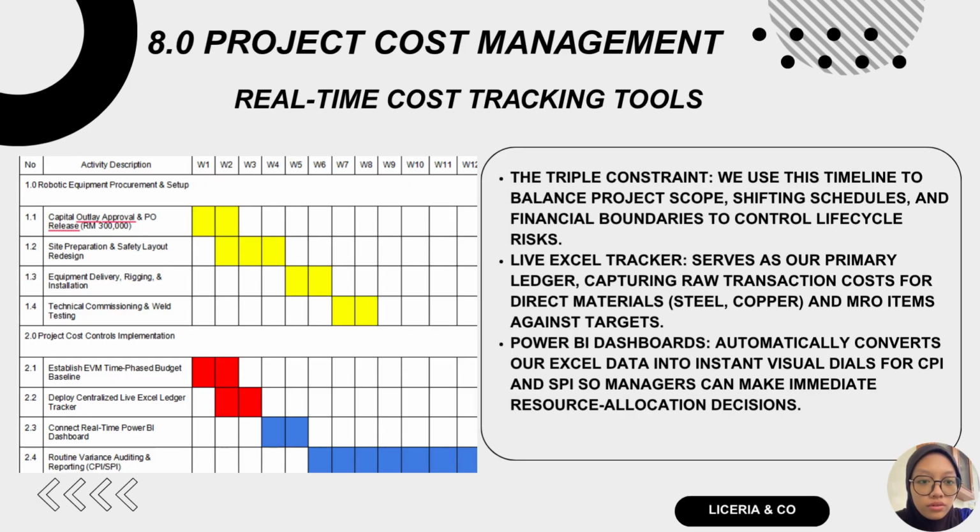So next, I'm going to talk about the real-time cost tracking tools. To link our on-site engineering operation with corporate financial reporting, we employ a three-tier software framework structured around the project triple constraint. First, we use Microsoft Project to manage our critical path and timeline shifts. Second, a centralized live-site Excel tracker serves as our daily ledger, comparing raw material transaction costs against our standard costing target. Finally, this live data feeds directly into an automated Power BI dashboard, giving stakeholders immediate visual tracking of our project efficiency metrics, same as our Gantt chart.